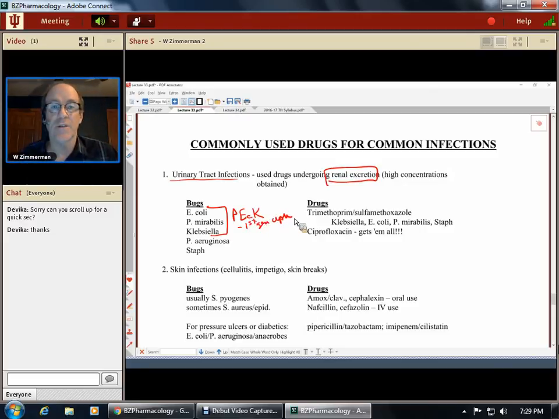Something like cephalexin, a first-generation cephalosporin, will also get the staph. So there's some flexibility here in what you use. The first-generation cephalosporin is not going to get the Pseudomonas. The trimethoprim sulfamethoxazole will get a lot of these. Look at Cipro, it gets it all. Cipro even gets Pseudomonas in the urine.